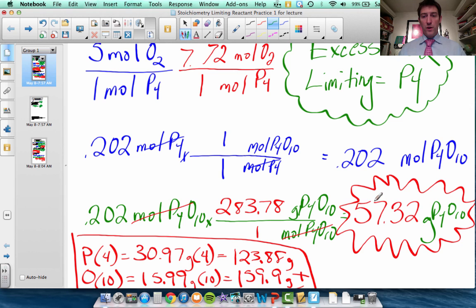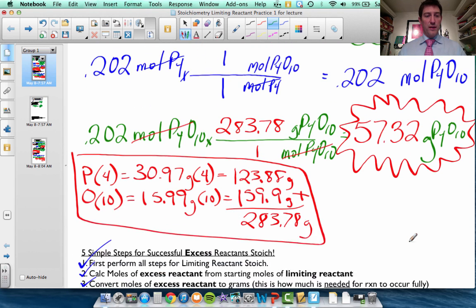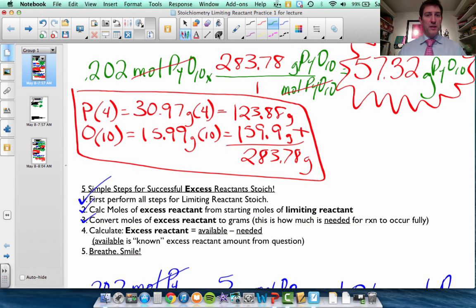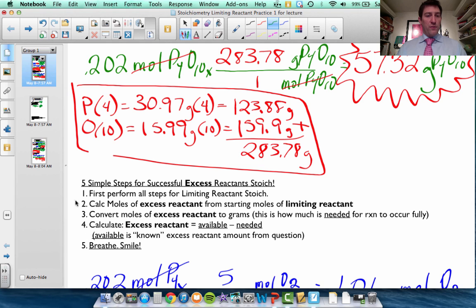So let's go down here. We're going to be using our end product number, and I've set up the 5 simple steps. Get rid of those so we can work our way through them. Number 1, first perform all the steps for limiting reactant stoichiometry. Well, this is easy. We did all that. So we're done with number 1. Number 2 says calculate the moles of excess reactant from starting moles of limiting reactant. So let's tear this apart. Calculate the moles of excess reactant from the starting moles of limiting reactant.